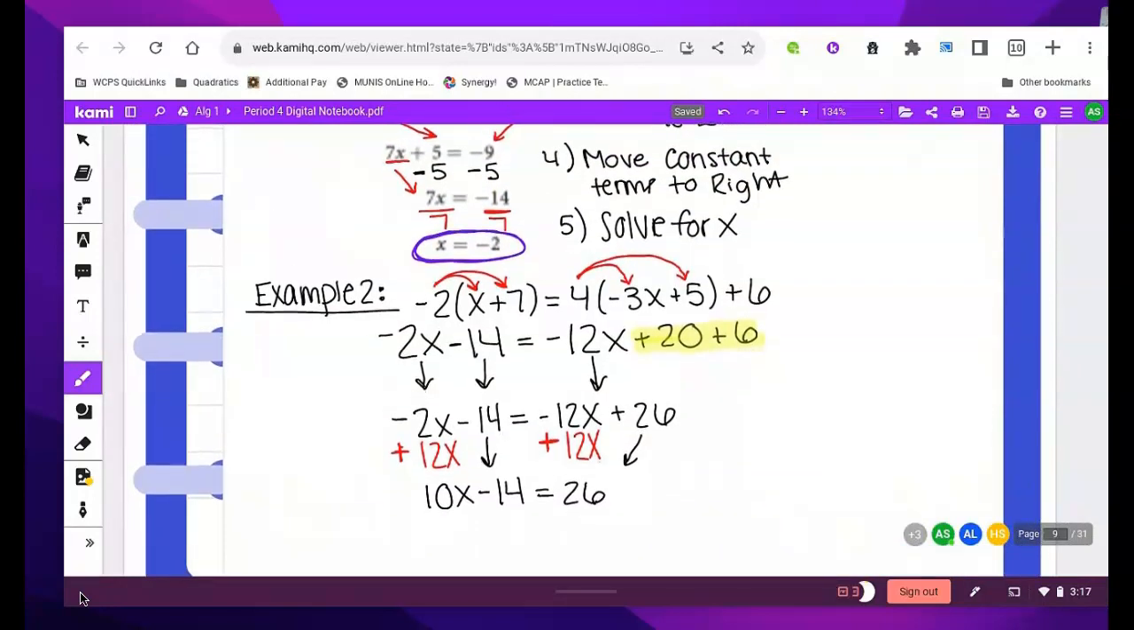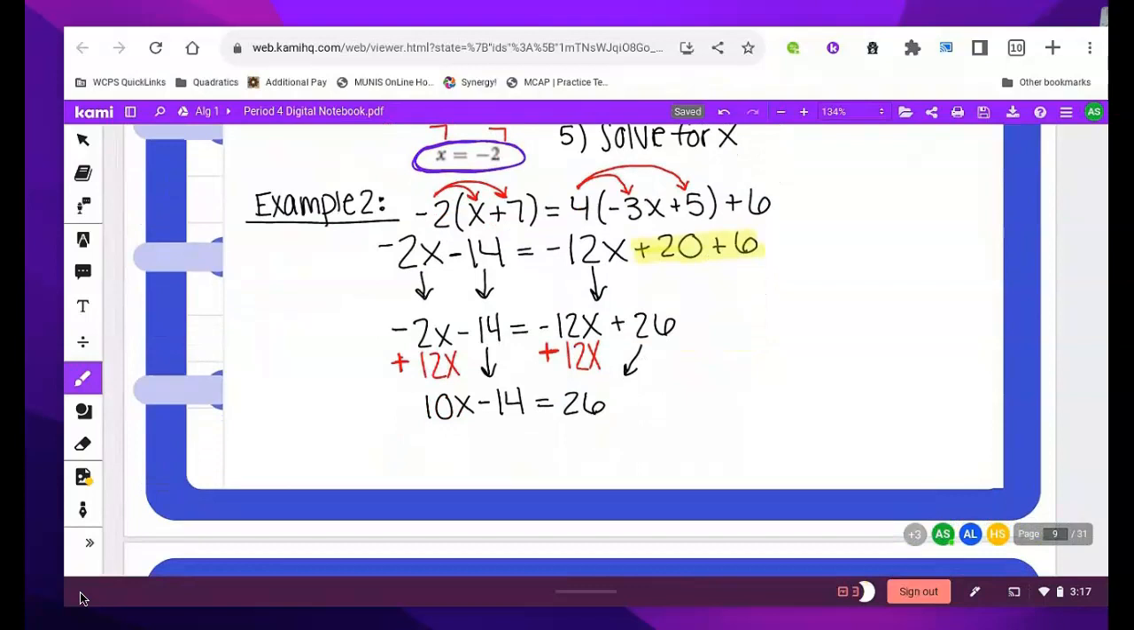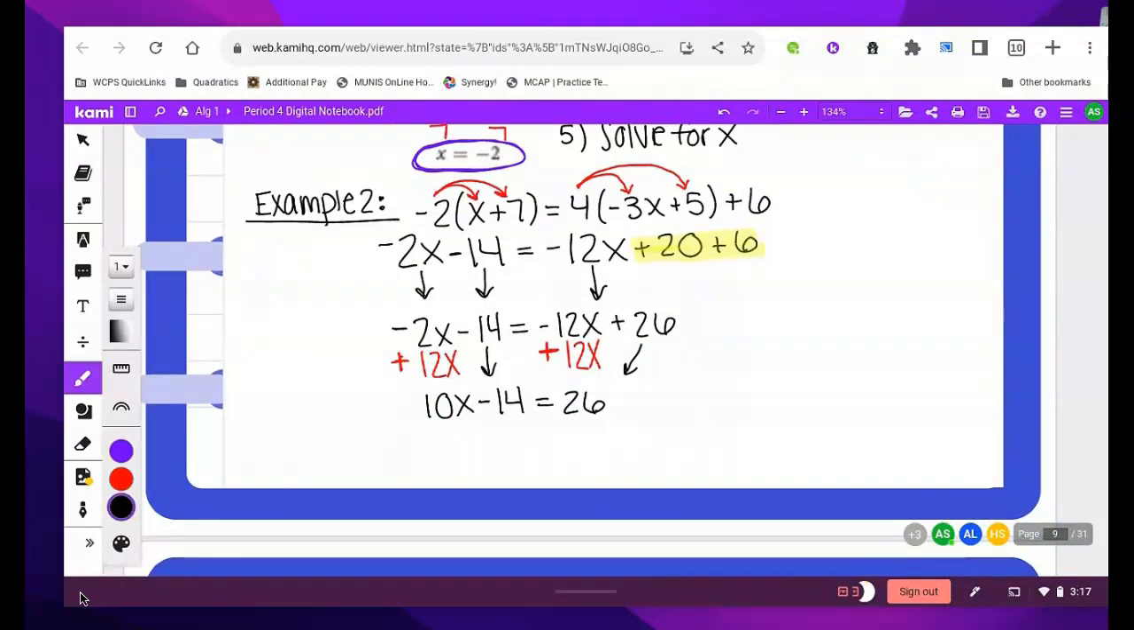Step 4, move the constant term to the right. So my constant term is the term without the variable. My term without the variable is that negative 14, and we have to do the opposite and add 14 on both sides. So we'll bring down our 10x because we didn't do anything with it in this step. And that's equal to 26 plus 14. If you put that in the calculator, we get 40.